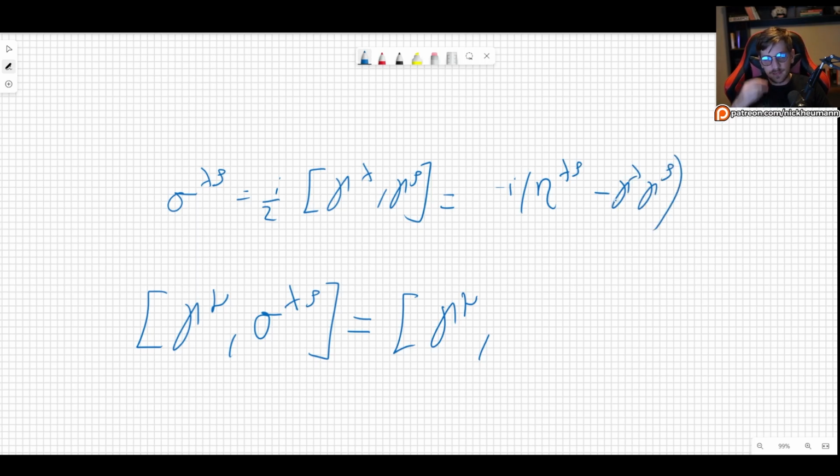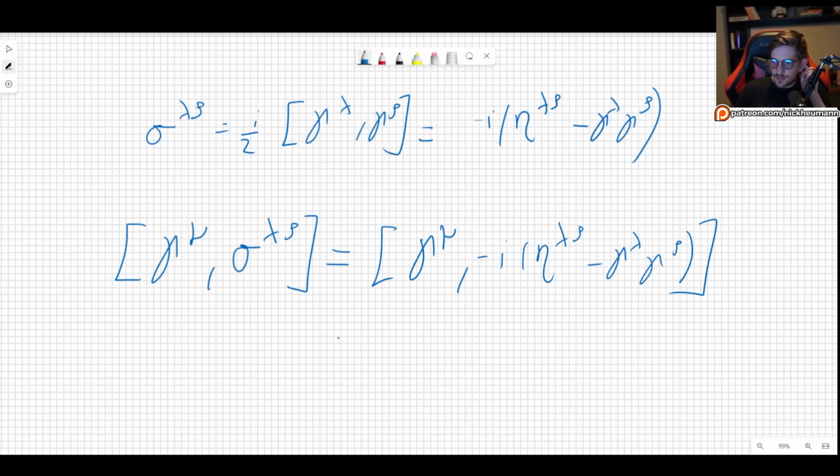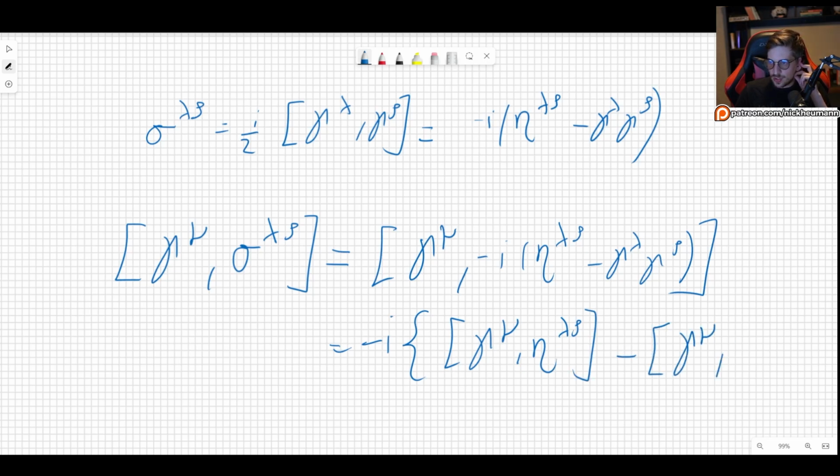If you don't know where this came from, I also proved this in the video where we first discovered this. I think I titled it like the other gamma matrices or something. It's the first video on mastering the gamma matrices, I believe. So anyways, let's just plug it in. So we have minus i eta lambda rho minus gamma lambda gamma rho. So this commutator, we can just split now into two. First of all, we factor out minus i, and then we have the commutator of gamma mu, eta lambda rho, and then we have minus the commutator of gamma mu, gamma lambda gamma rho.